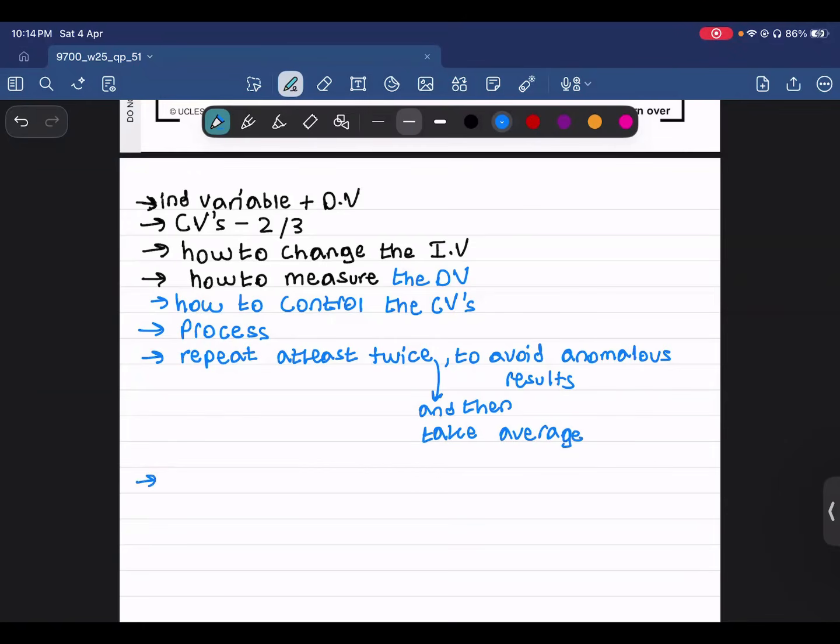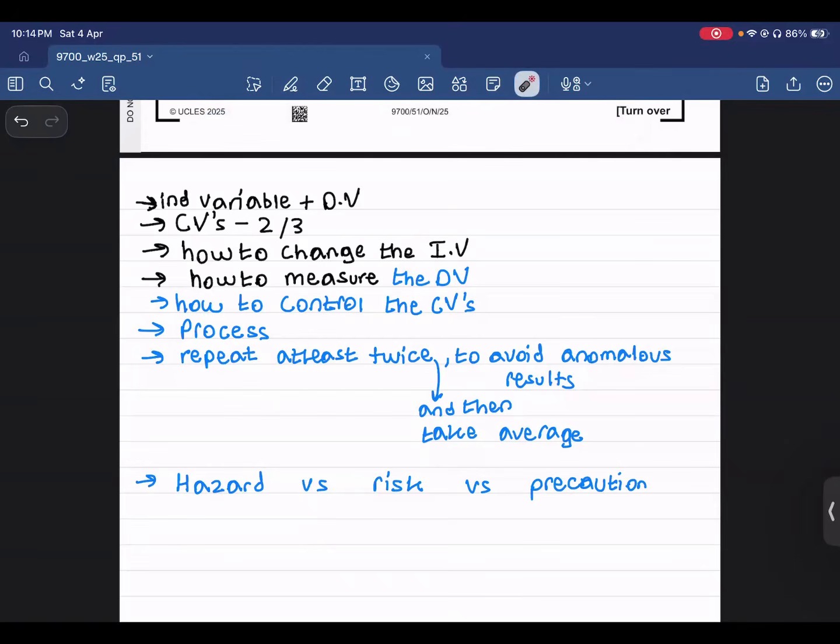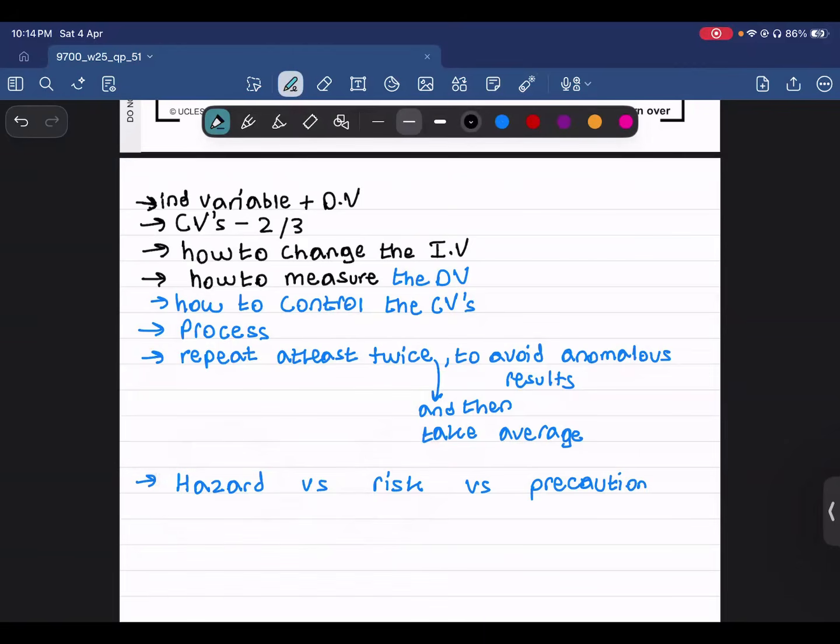And next point, hazards, risk and precaution. Now let's understand the difference between these three things: hazard versus risk versus precaution. Precaution is simple, right? Precaution just means what safety equipment we are using: gloves, mask, PPE kit. But could you tell me the difference between a hazard and the risk? What is the difference in this?